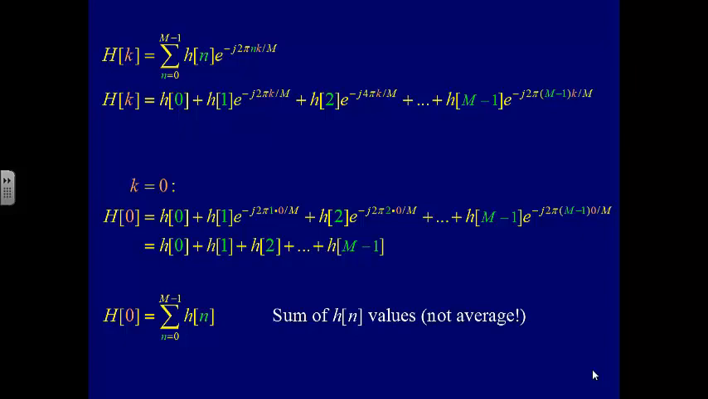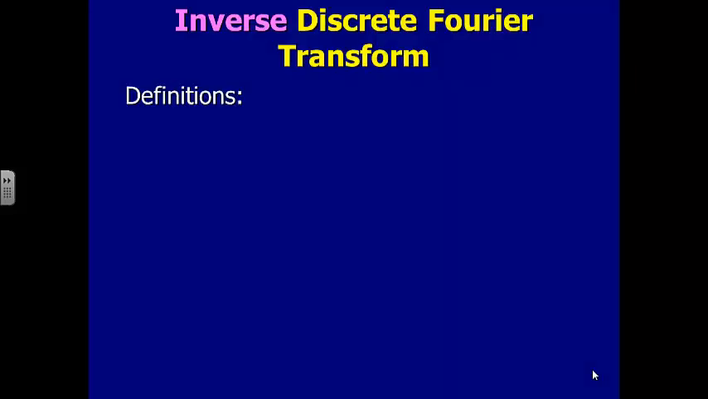If I wanted to know what's h of 2, I plug in k equals 2 here, k equals 2 there, and compute the summation. Okay. To be useful, we need an inverse transform.